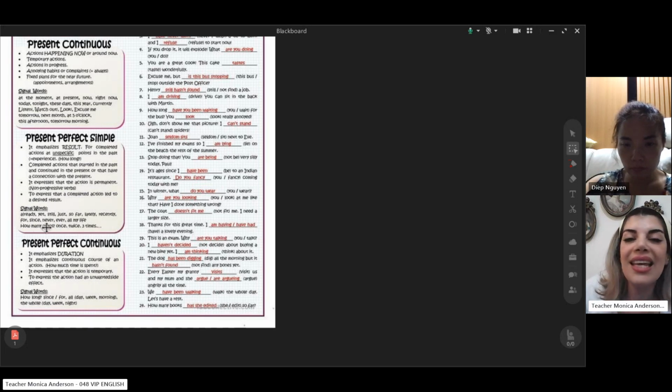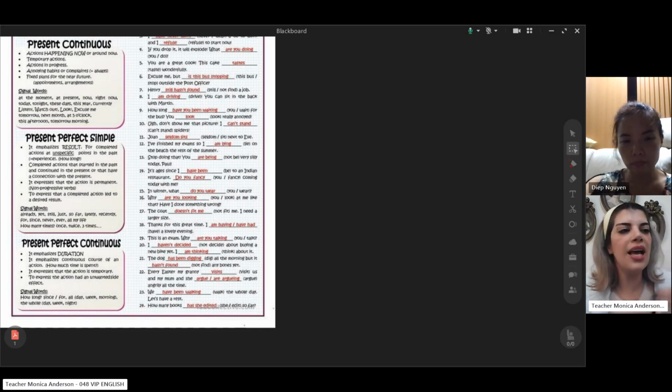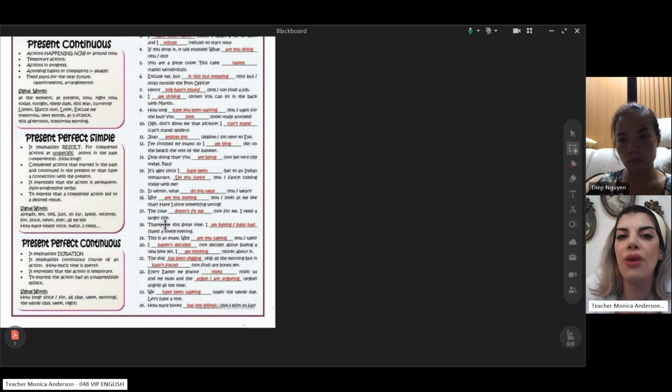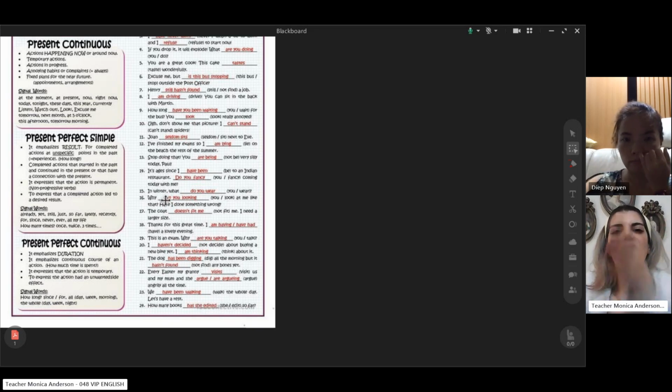About present perfect continuous, as I told you, it is continuous, so it emphasizes duration. We can use it to express a continuous course of action, for example, how much time. For example, I've been waiting for you since 10 a.m. It means a long, continuous action that started in the morning and continues until now. I've been waiting for you for long hours here. The action is normally temporary. It's not lasting, it's not permanent. For example, I've been waiting for you for 10 hours. So this is temporary. We have a finish point.